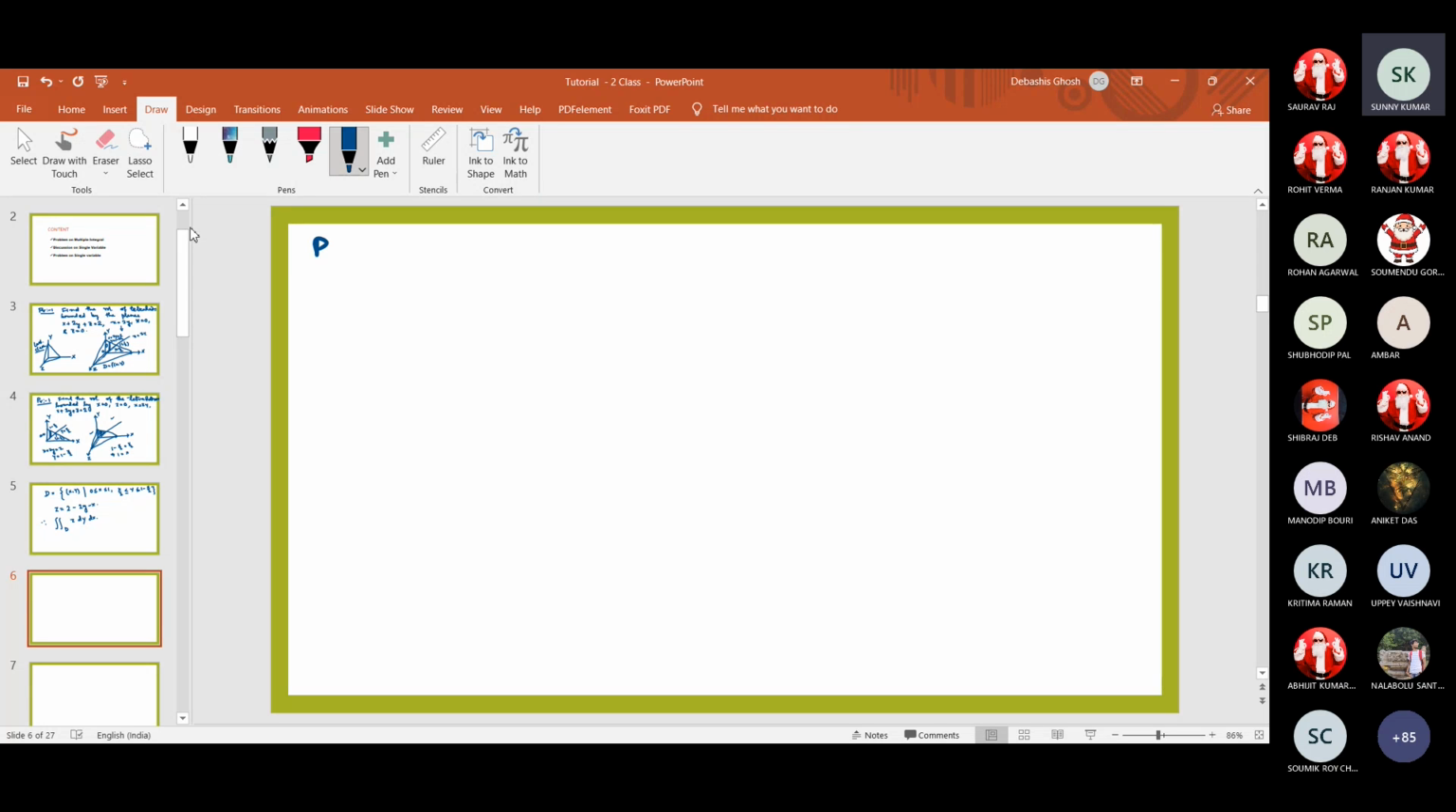Sir, how do we know the lower limit and the upper limit in the previous problem? The point of intersection.